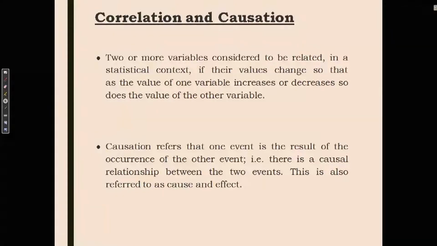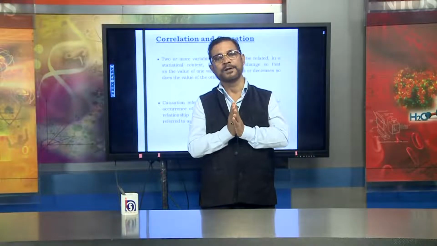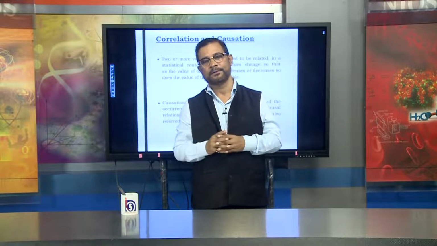Two or more variables are considered to be related in a statistical context if their values change, so that as the value of one variable increases or decreases, so does the value of the other variable. In the objective, we have seen the difference between correlation and causation.